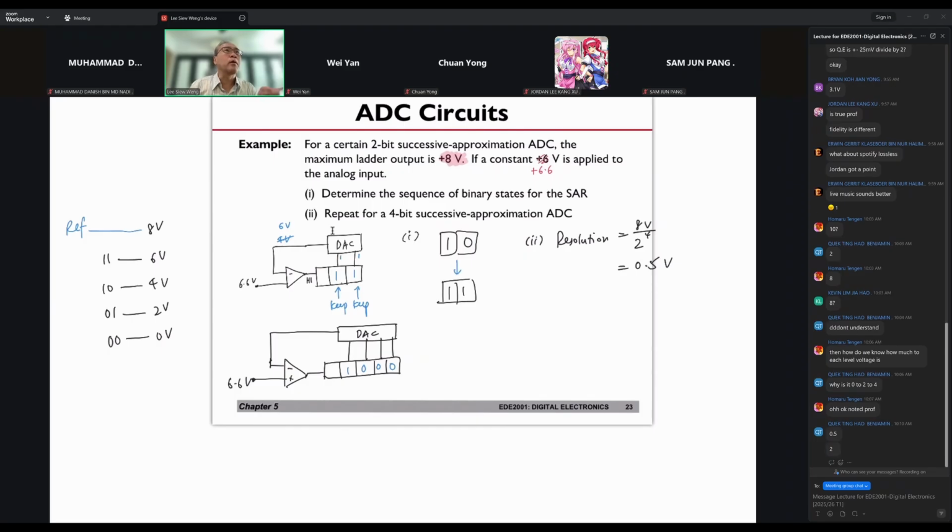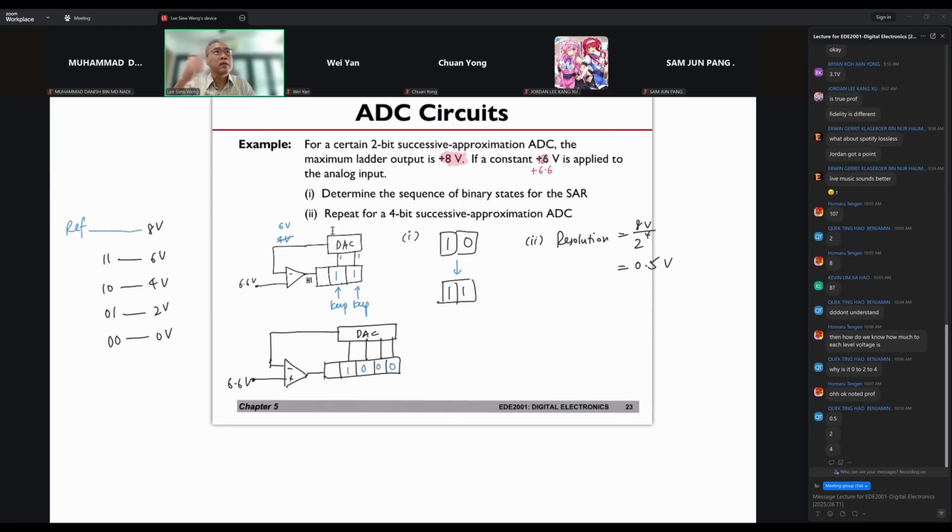It will be 6.6. What would it be? Anyone? 6.5 maximum? You're saying that it will be rounded to 6.5. Yes, 6.5 is correct. So you take 6.6 divided by 0.5. Now, what number do you get? Do you get 13 point something? What's your answer?